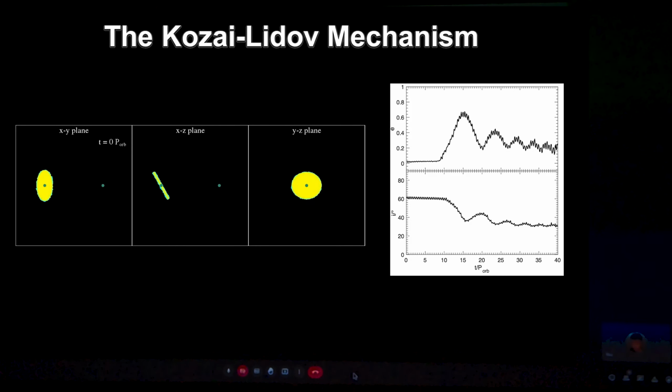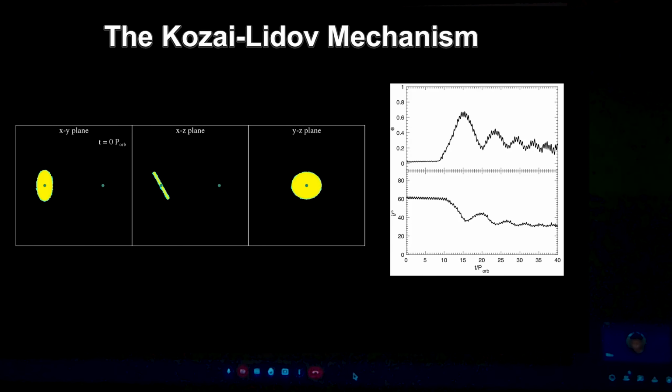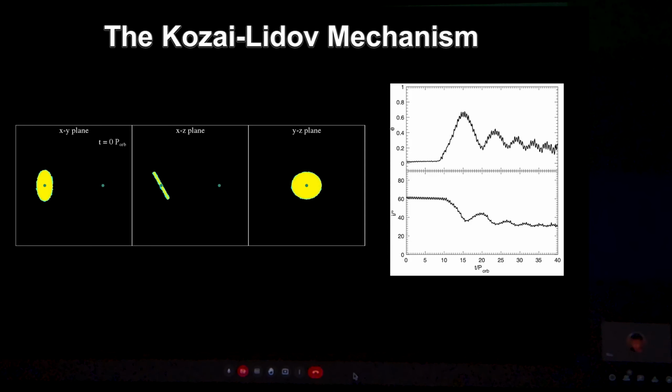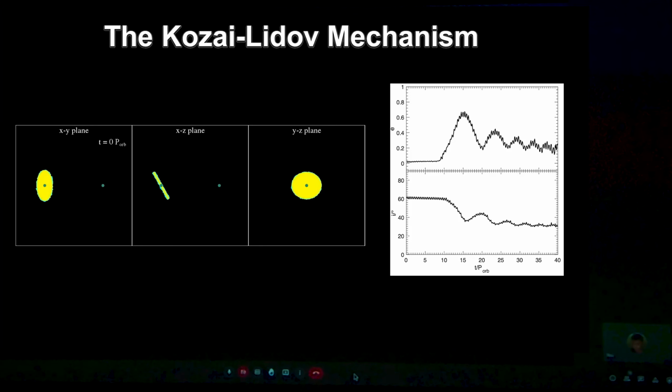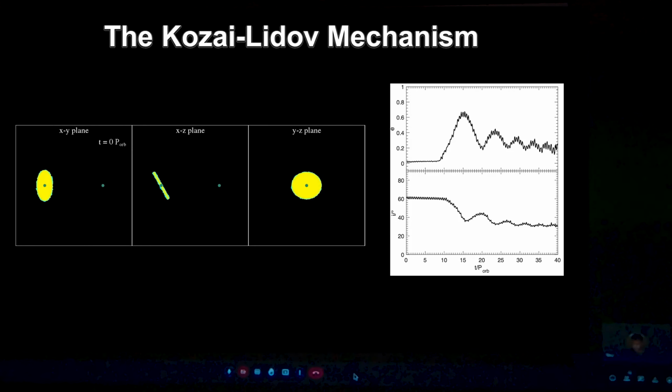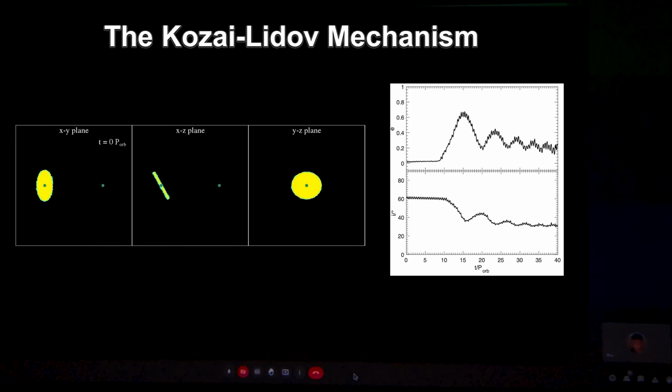This is really important in forming planets around binaries, because as the disk becomes very eccentric, it produces shocks, and these shocks can promote gravitational instability and fragmentation, and you can form giant planets through this mechanism.